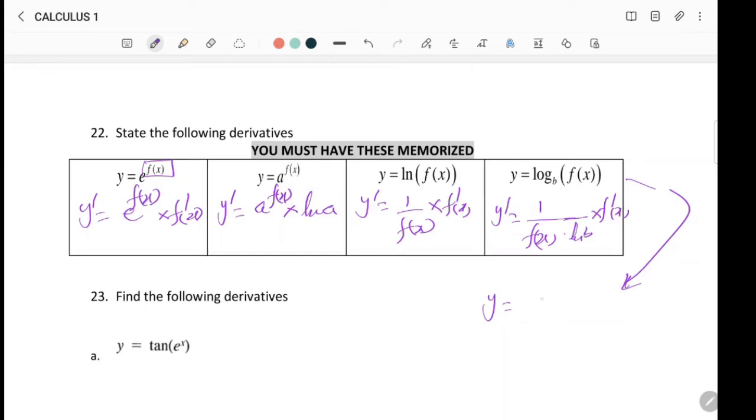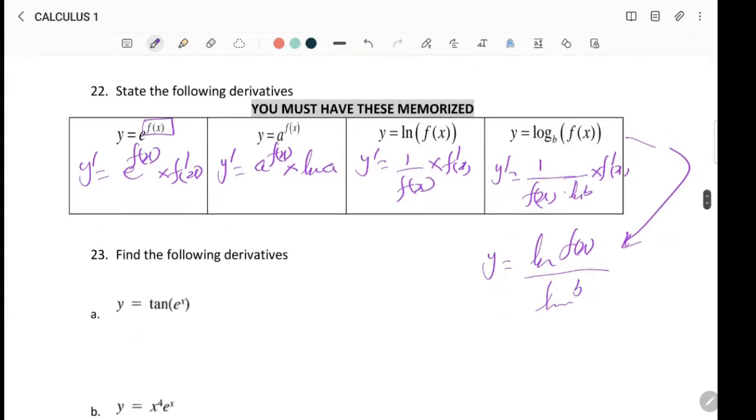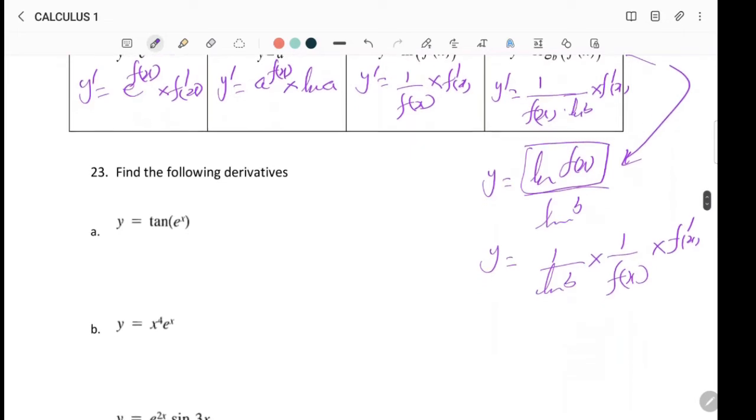So can we write y equals, we can change base, right? We can write ln f(x) over ln b, and then we will differentiate. Since ln b is constant, we can write 1 over ln b, and differentiate this, which is 1 over f(x) and then times f dash x. So now you can check above: 1 over f(x), in the denominator we have f(x) ln b, here also 1 over f(x) times ln b, and f dash x, so it's fine.